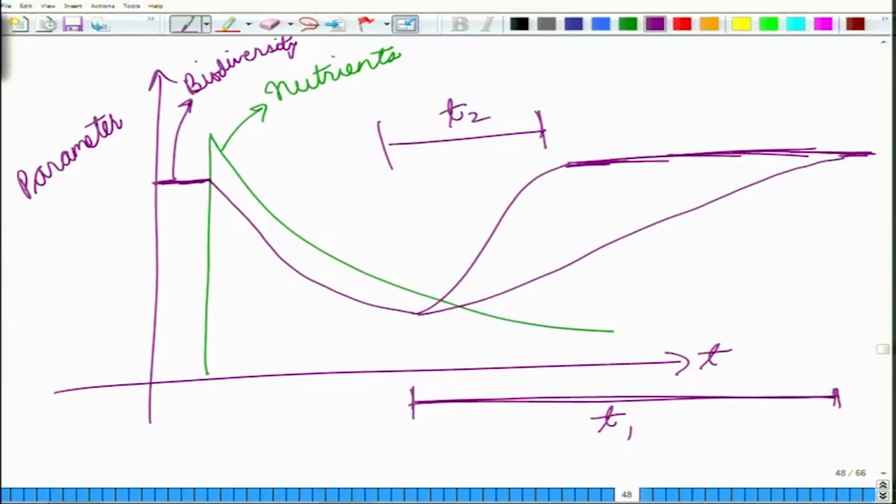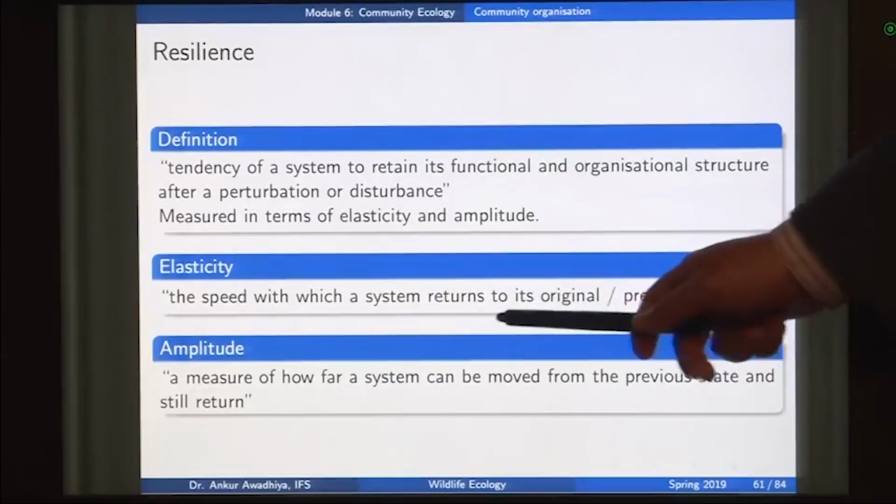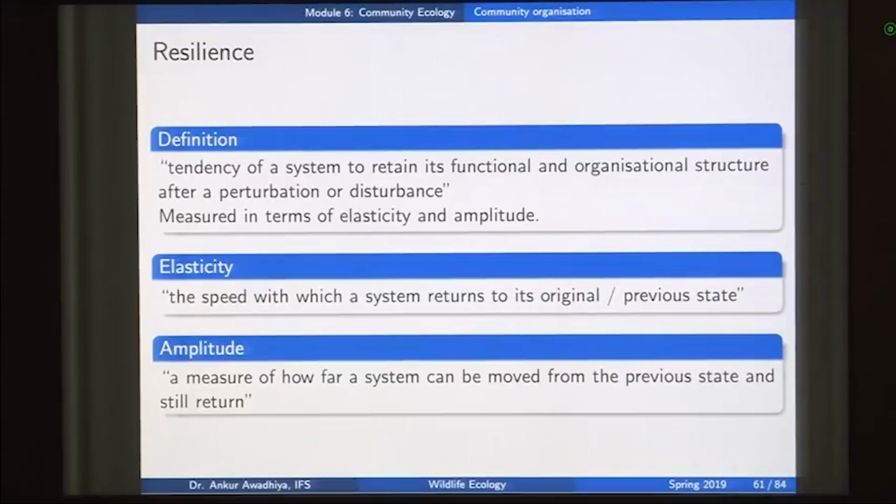Now, a community that has a higher amount of elasticity will typically take less time to come back to its normal state. So, elasticity is the speed with which the system returns to its original or previous state. The second related concept is amplitude. Amplitude is a measure of how far a system can be moved from the previous state and still return.